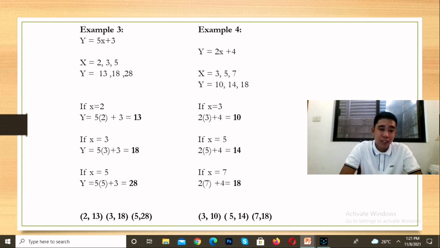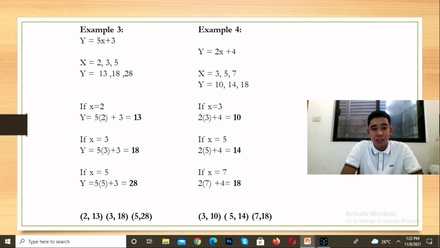If x equals 3, substitute again the 3 to the main equation, to the 5 close and open, 3, plus 3 equals 5 times 3, 15 plus 3 equals 18. If x equals 5, 5 close and open, 5, plus 3 equals 5 times 5, 25 plus 3 equals 28. So, given x natin ay 2, 3, and 5 and nakuha natin yung y ng 13, 18, and 28.